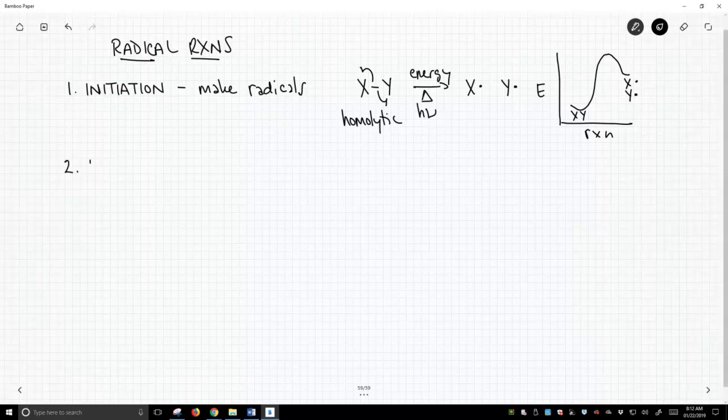So step 2 is the propagation stage. You always have to look up how to spell propagation. And this is where the net reaction occurs. Okay, I think it's a little confusing, but the net reaction occurs, and there's no change in radicals, or no change in the number of radicals.